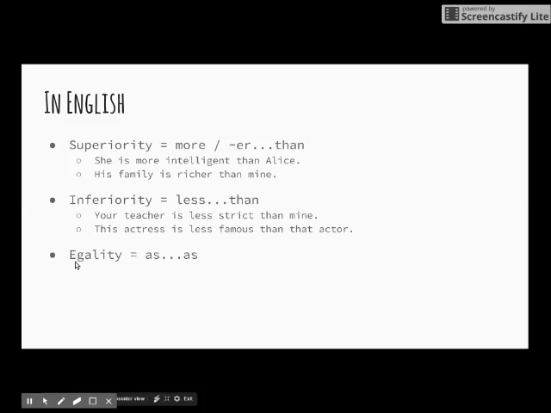And lastly, we can also show equality. So in English, we use as, adjective, as. So for example, you are, again, using that verb to be, you are as talkative as me. Or you are as talkative as I am. This dress is as pretty as that dress. So we're showing equality. In English, we use as, adjective, as.